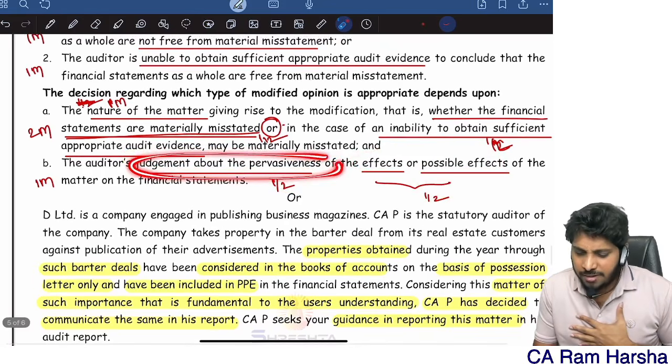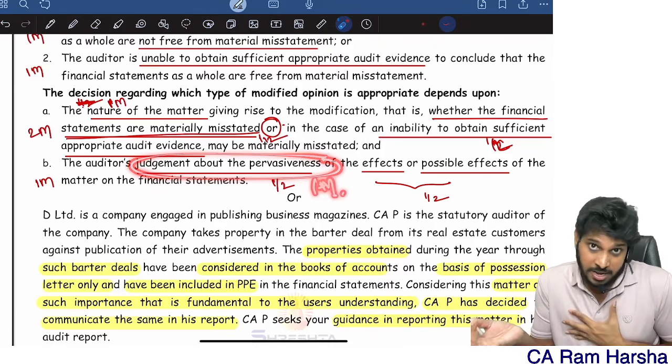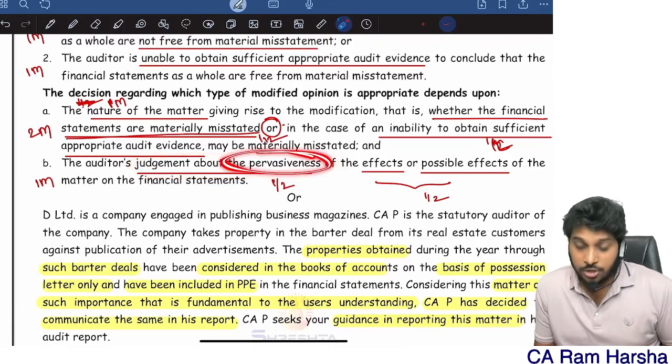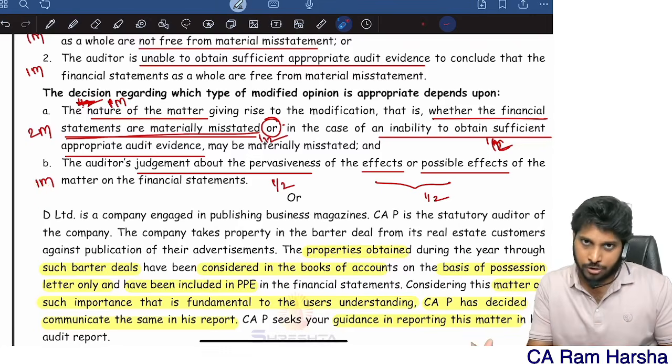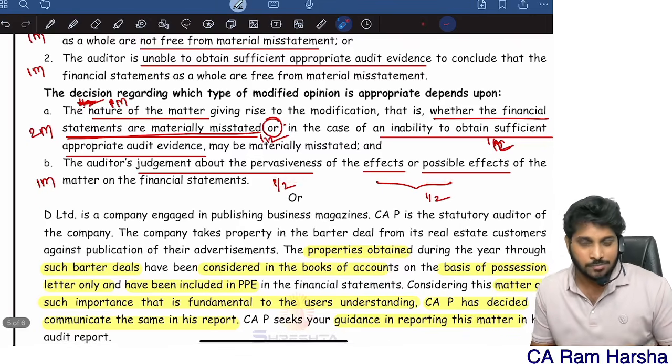Sometimes only pervasiveness itself, if you write fully, 1 mark might be given. Okay, do one thing. If you are able to write the pervasiveness word itself, I will give you 1 mark. No problem. This much breakup is not required. I hope you are clear.